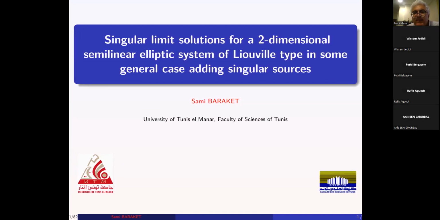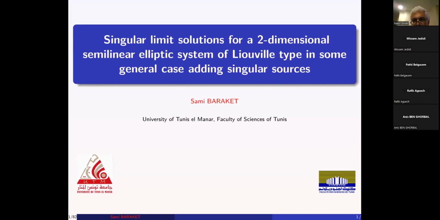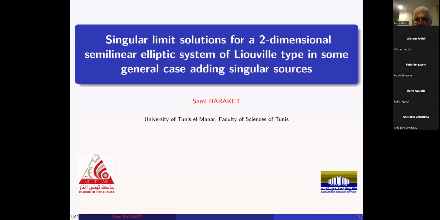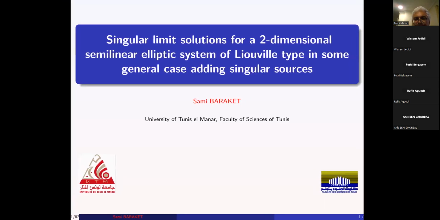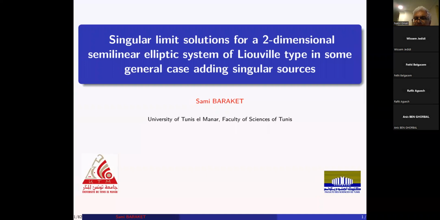Our speaker today is Sami Baraket, a full professor at Imam University in Riyadh. He obtained a degree in mathematical sciences in 1990 at the Faculté des Sciences de Tunis, and a PhD of mathematics in 1994 in the Center of Mathematics and Their Applications at l'École normale supérieure de Cachan in Paris, in France. He also obtained an habilitation universitaire in mathematics from the Faculté des Sciences de Tunis.